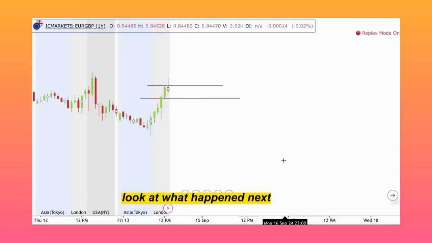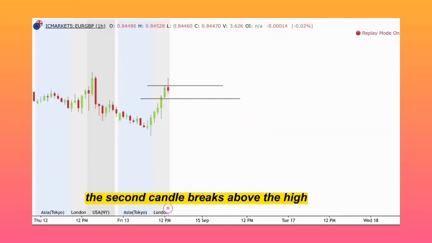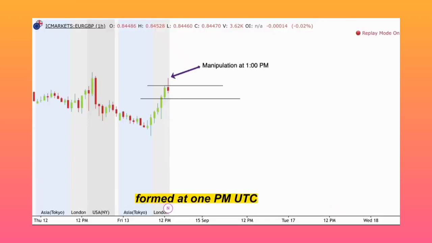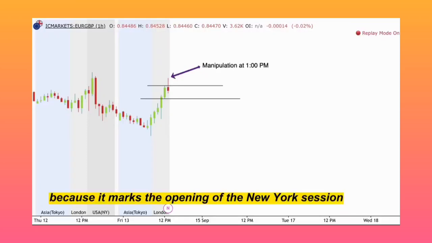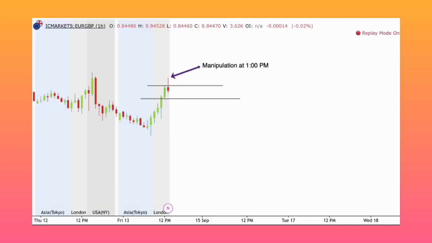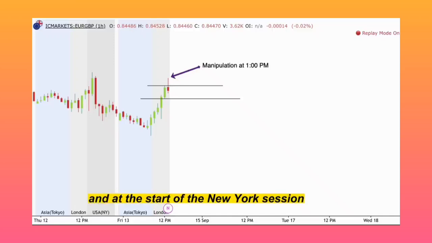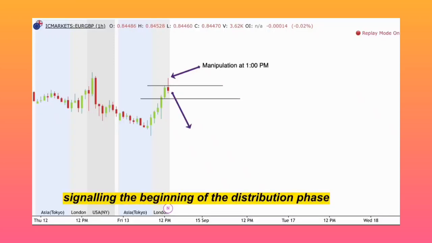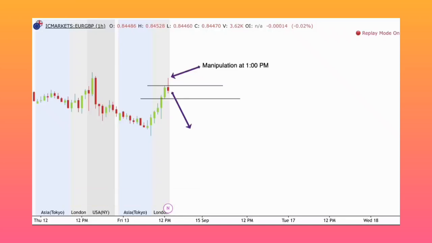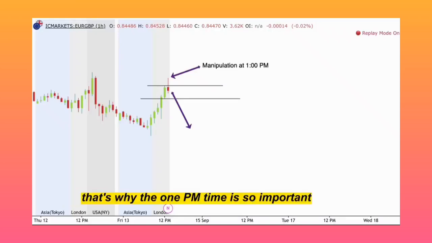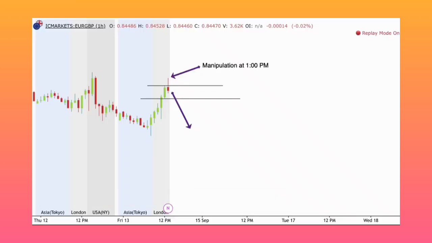Look at what happened next. The second candle breaks above the high, and if you check the time, you'll see that this candle, which purged the range, formed at 1 p.m. UTC. This time is crucial because it marks the opening of the New York session. During the London session, the market was trending upward following the accumulation phase, and at the start of the New York session, the market created a liquidity grab, signaling the beginning of the distribution phase. That's why the 1 p.m. time is so important when trading candle range theory.